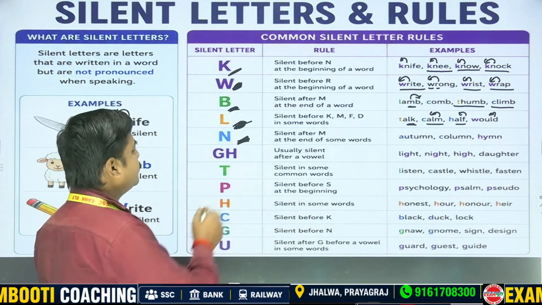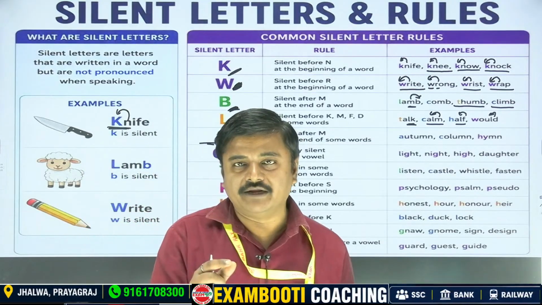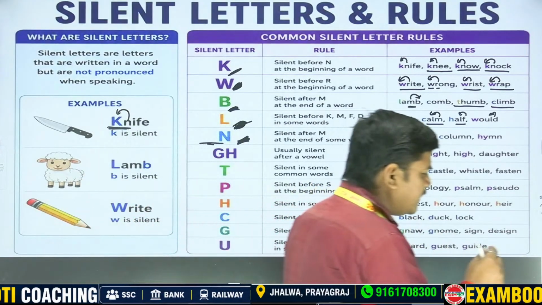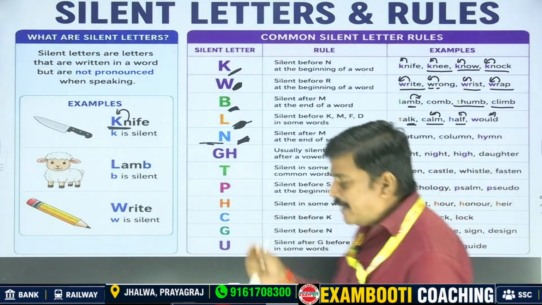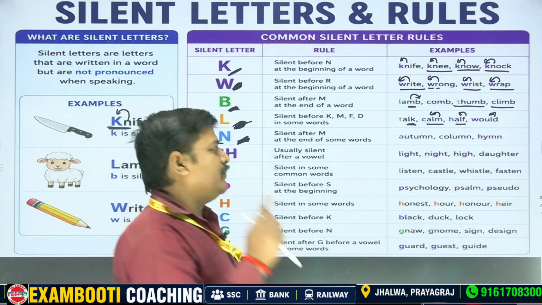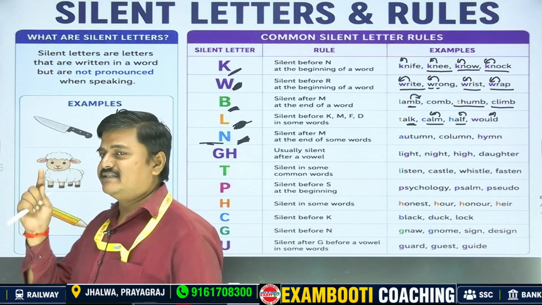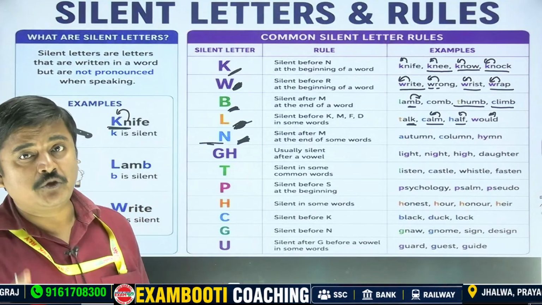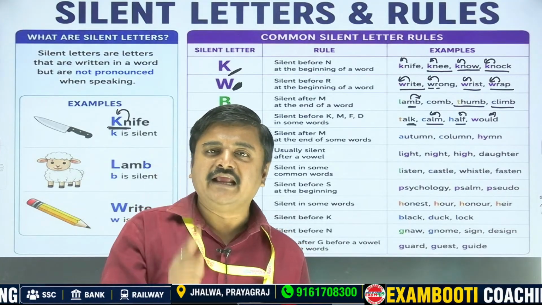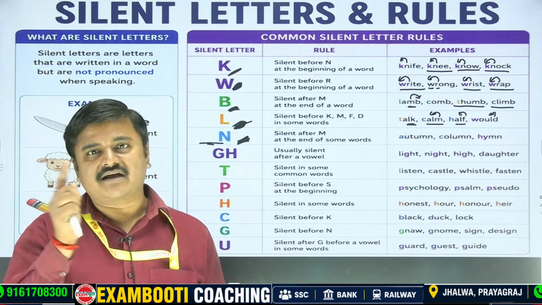So we are here on the fifth rule. Whenever you see in a particular word that there is n just after m, you should know that this n is going to be silent. N is not going to be spelled out. N is not going to be pronounced. N is silent in all those words when n is just after m.